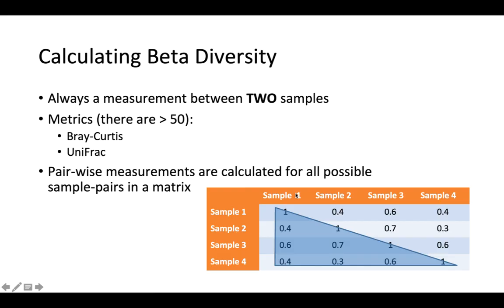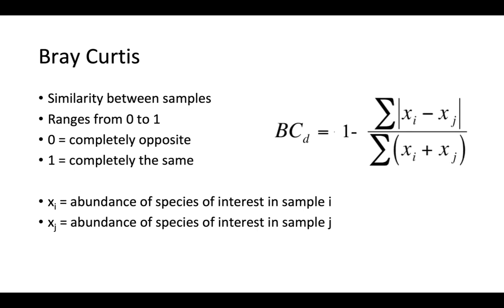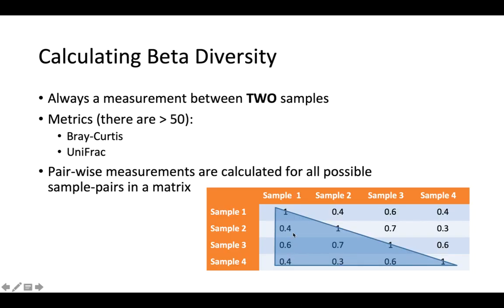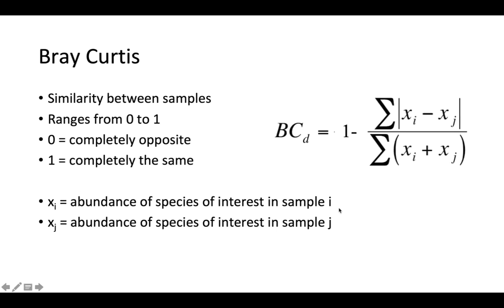And because you're comparing them, this matrix or this table is actually symmetrical. So if you go along the diagonal, you're comparing sample 1 to itself. So it has a high 1, in this case, which is a low beta diversity. And then sample 2 compared to sample 1 is 0.4, which is the same as sample 1 compared to sample 2, 0.4. So these tables end up being symmetrical.